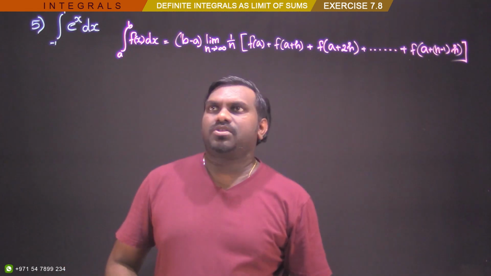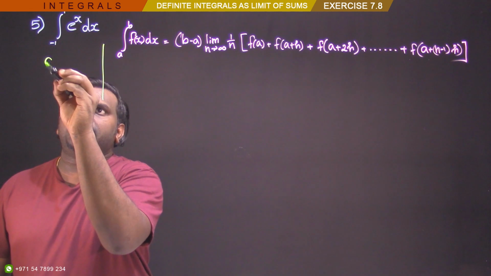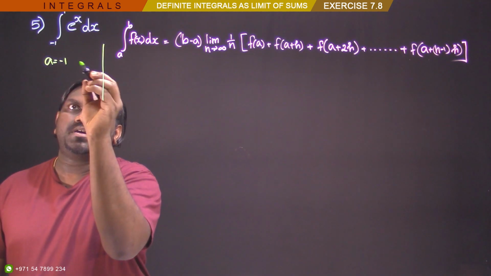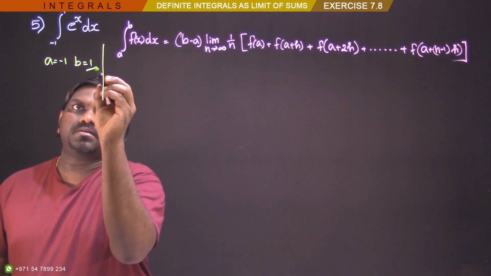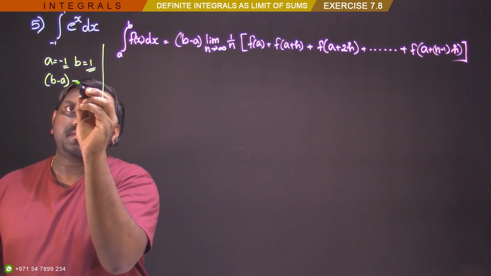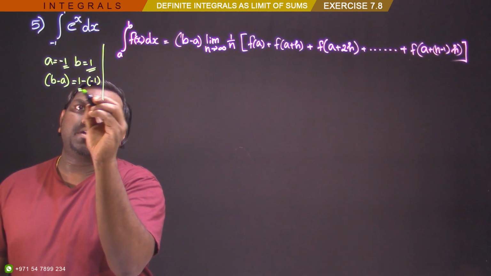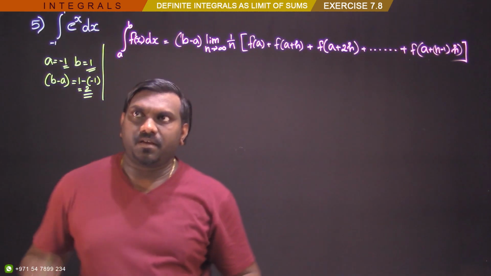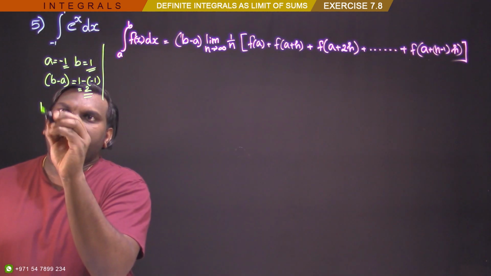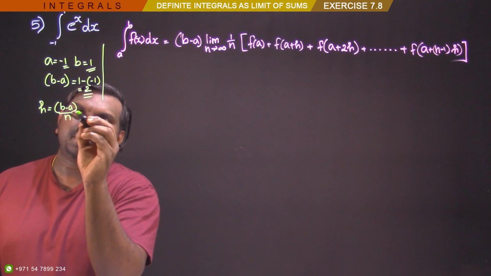From here we need to start, and as you know, what is the value of a, dear? a is equal to minus 1, b is equal to 1. Okay, and what is b minus a? That is equal to 1 minus minus 1, that's equal to 2. What is h here? h is equal to b minus a by n. So what is it?